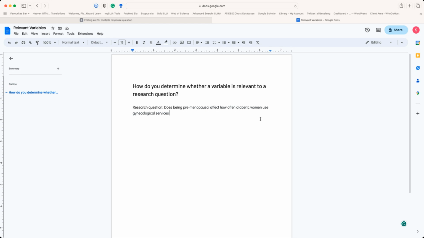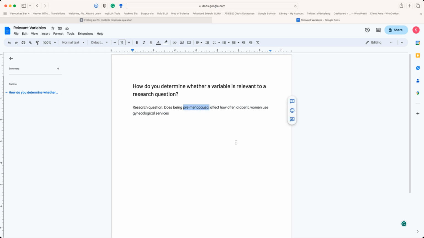So now for this, I'm going to use this research question that says, does being premenopausal affect how often diabetic women use gynecological services? So how do we come up with variables that are going to be relevant? We have to look at what sort of data the research will be looking into collecting, and we can get that from the research question. We know that there is a few pieces of information we have here.